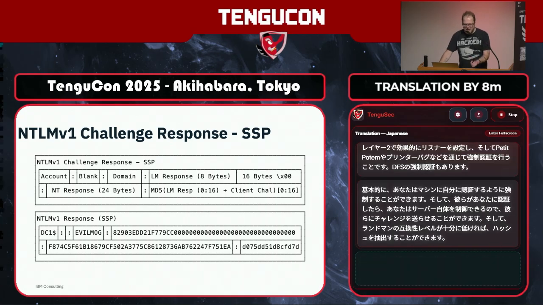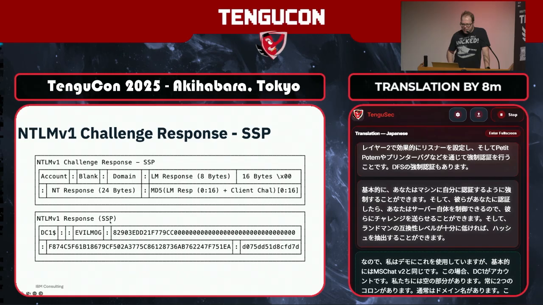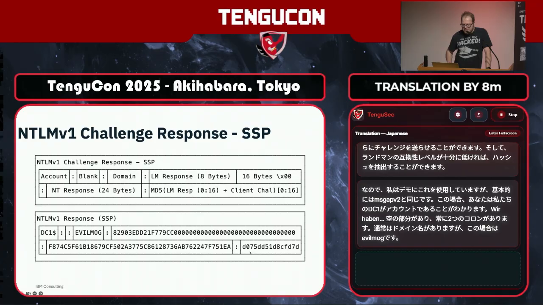So in this case, you'll see our DC1 is the account. We have a blank piece. There's always 2 colons. There's usually a domain name. In this case, it's EvilMog. We have our null padded LM response. We have the NT response and the results of the client challenge.